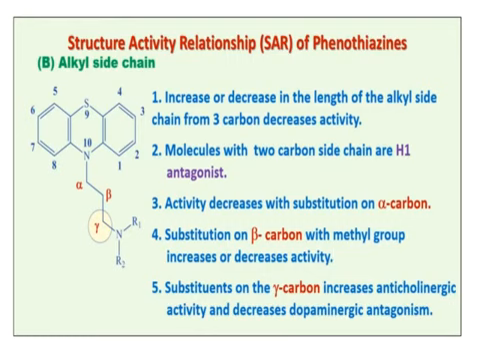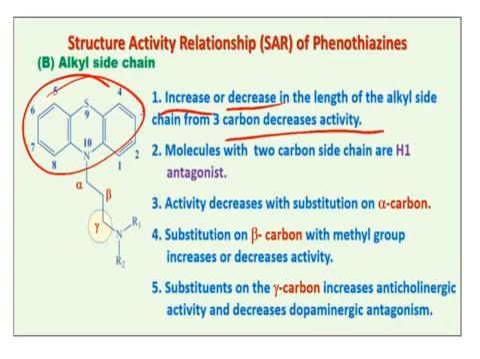So first we saw regarding the nucleus. Now the second part of SAR, regarding the alkyl side chain. How will the alkyl side chain be? As we have seen, it must have 3 carbons. If it increases or decreases, 3 to 4, 5, or 3 to 2, 1, if we decrease, what happens? If the carbons decrease, the activity decreases.